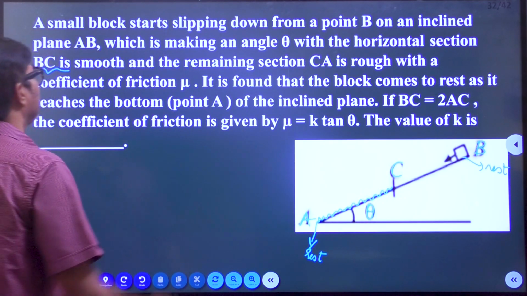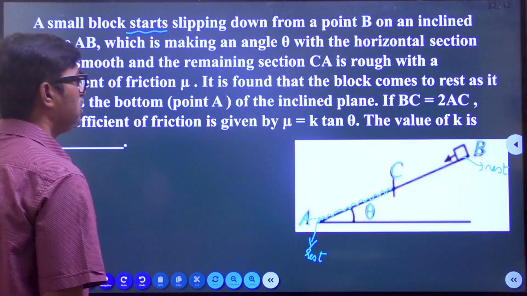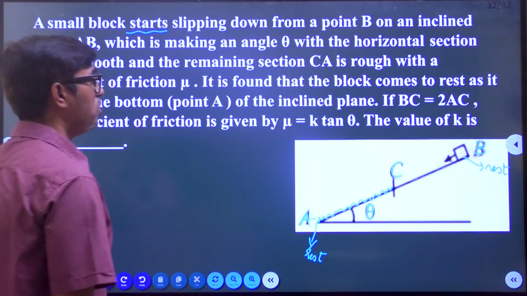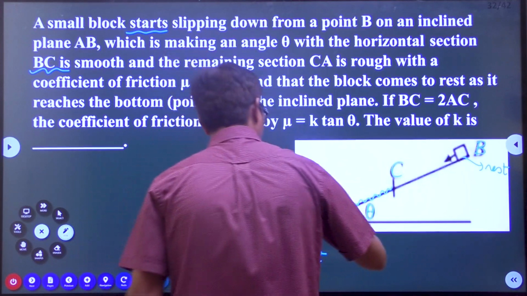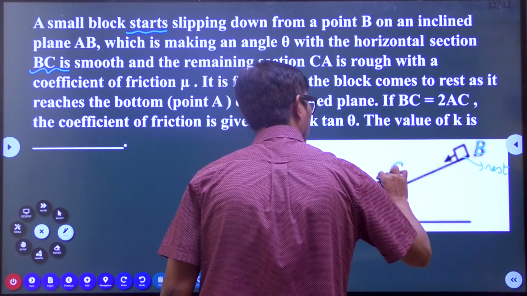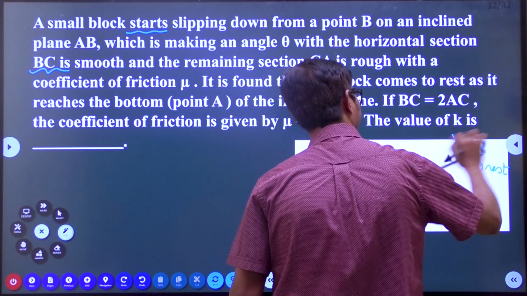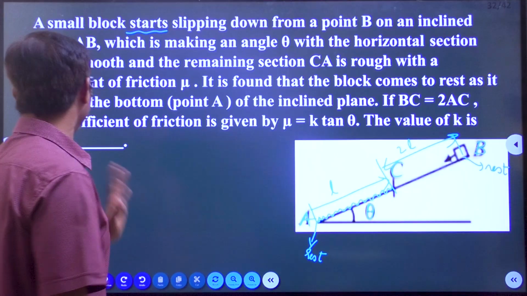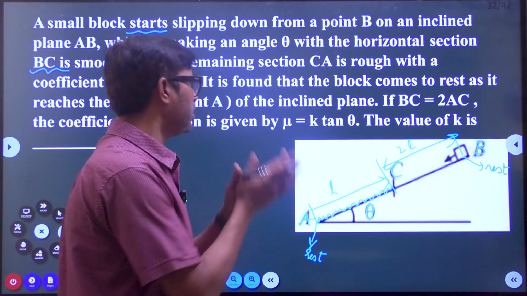Starting from rest and going to rest. It is found that the block comes to rest as it reaches the bottom of the inclined plane. BC equal to 2 times AC, they said. So it doesn't look like that in the diagram. Let's say AC is L, then BC will be 2L, right? So BC is twice of AC. The coefficient of friction is given by mu equal to K tan theta. Then we need to calculate K there.